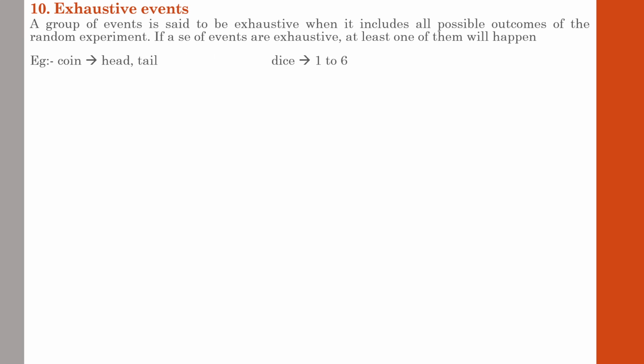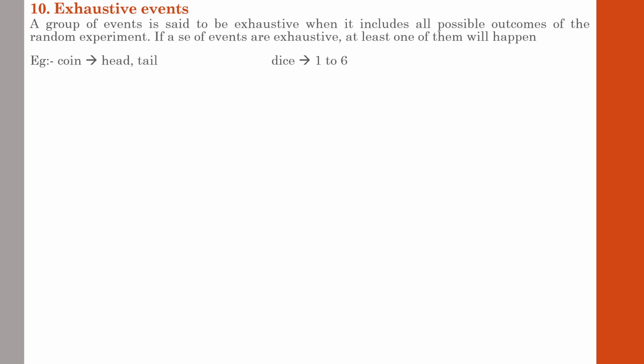With an example you will get a clear picture regarding exhaustive events. When a die is thrown, we know that there are 6 outcomes. One of the outcomes out of 6 will happen: 1, 2, 3, 4, 5, 6. All together they form the exhaustive events, because one of them will occur when a die is thrown. That is the meaning of exhaustive events.